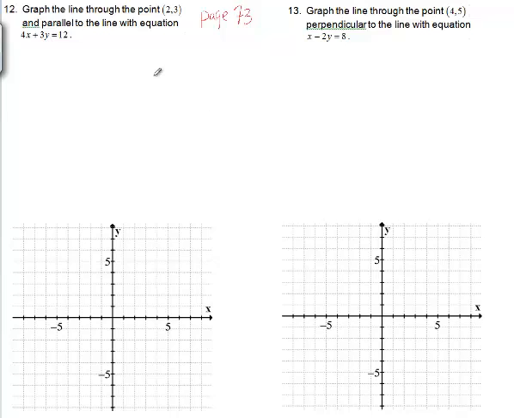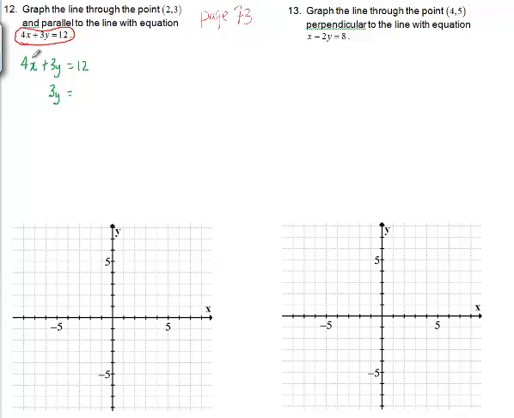Graph the line through point (2, 3) and parallel to the line with the equation 4x + 3y = 12. So let's graph that line first. In order to graph that line, we're going to use one of two methods, and the method I'm using now is the slope-intercept method. So I'm going to solve for y, determine the slope and the y-intercept, and then graph the line.